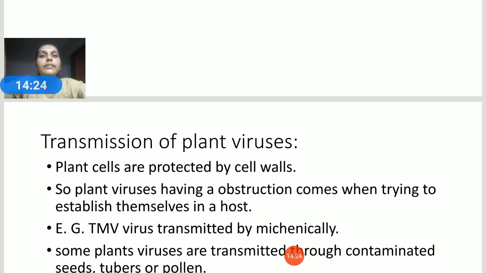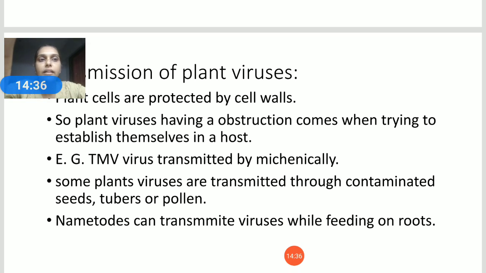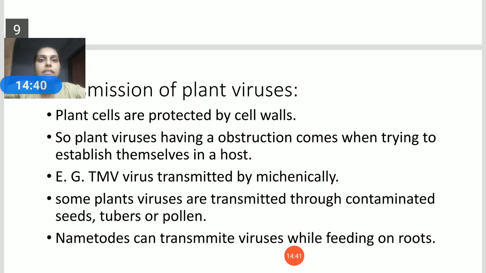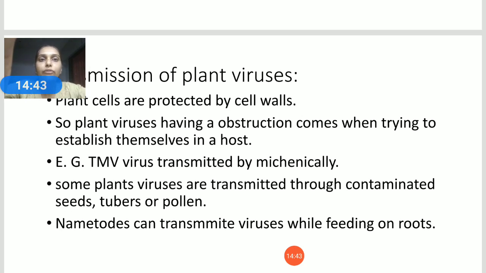Now, the next point is the transmission of plant viruses. Plant cells are protected by the cell wall. So, plant viruses face obstructions when they are trying to establish themselves in a host. It means the plant cells have a protective cell wall. So, any kind of pathogen or any outer agent which enters the plant cells has an obstruction in entering through the cell wall.